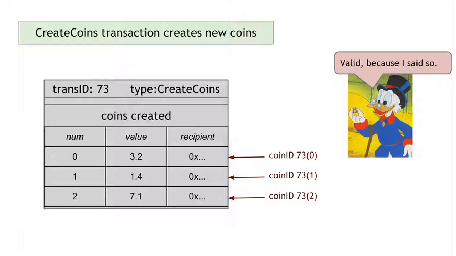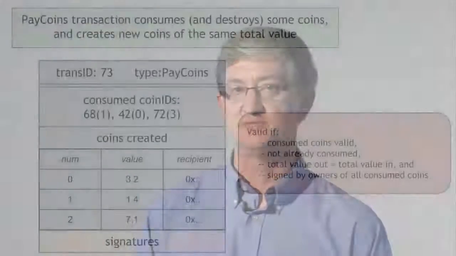A create coins transaction is always valid. Why is it valid? Well, because Scrooge said so, and they call it Scrooge Coin for a reason. If Scrooge puts this into the history which he signs, then it's valid by definition. We don't need to worry about whether Scrooge is entitled to create coins, just like we didn't need to worry in Goofy Coin about whether Goofy is entitled to create coins. The rules of the system, which were created by Scrooge, simply say that if Scrooge wants to make coins, then that's valid. So anything he puts into the history is valid.